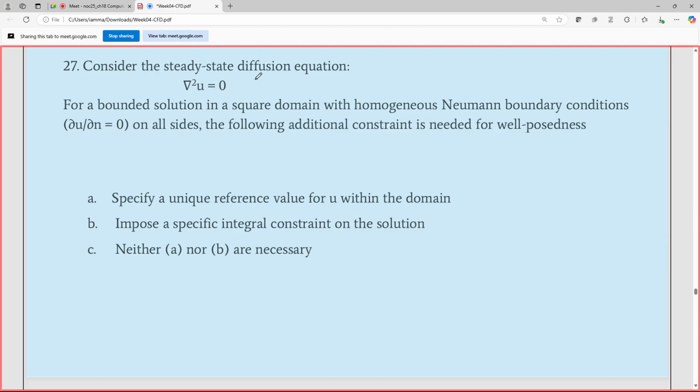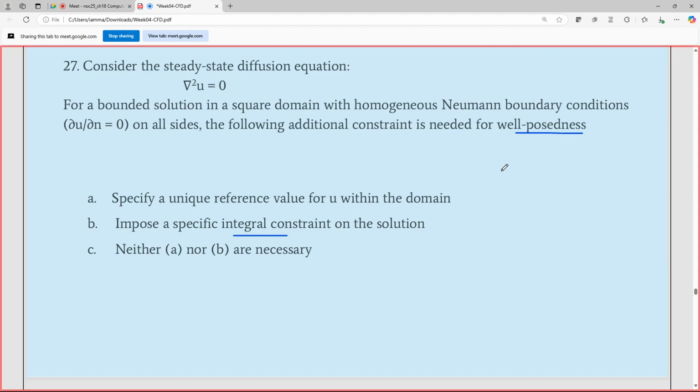Next question. Consider a steady diffusion equation given as del square u is equal to 0 for a bounded solution in a square domain with homogeneous Neumann boundary conditions, dou u by dou n, on all sides. Which of the following additional constraints is needed for well posedness? Option A, specify a unique reference value for u within the domain. Option B, impose a specific integral constraint on the solution. Option C, neither A nor B.